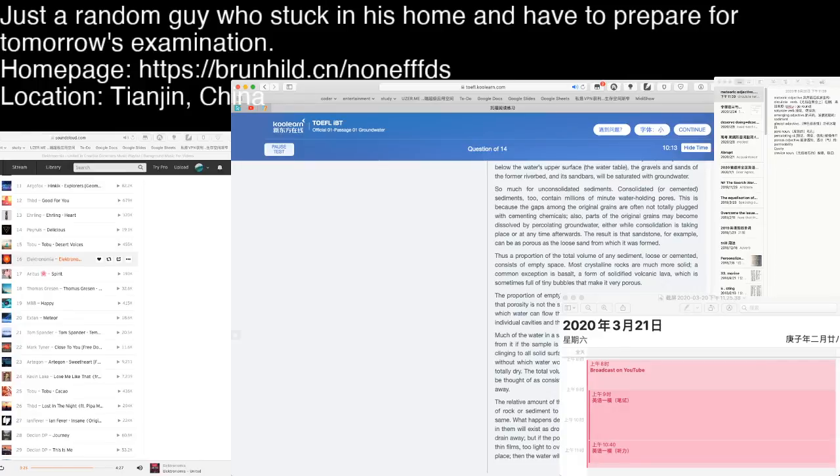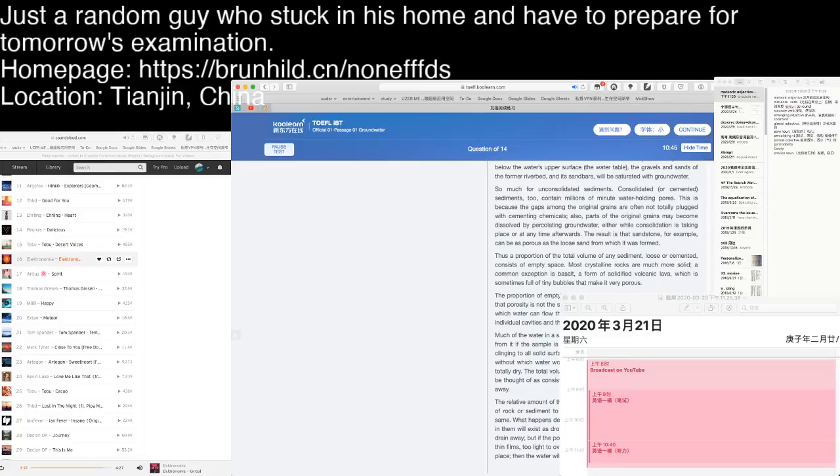surfaces. It's held there by the force of surface tension, without which water would drain instantly from any wet surface, leaving it totally dry. The total volume of water in the saturated sample must therefore be thought of as consisting of water that can and water that cannot drain away. The relative amount of these two kinds of water varies greatly from one kind of rock or sediment to another, even though their porosities may be the same.